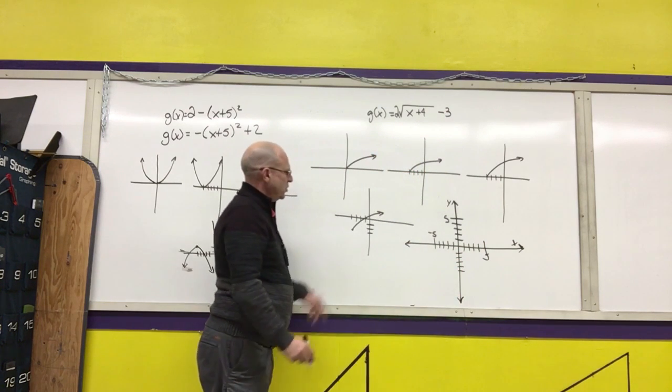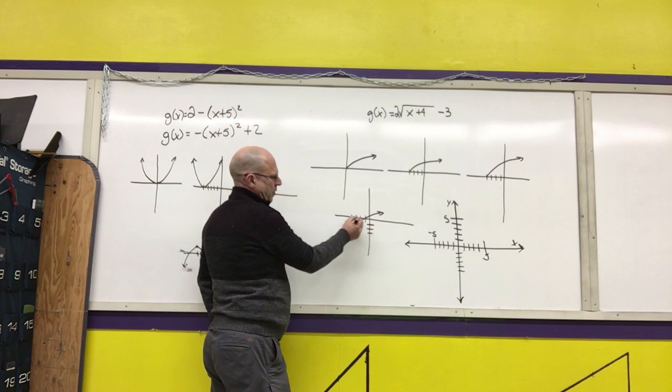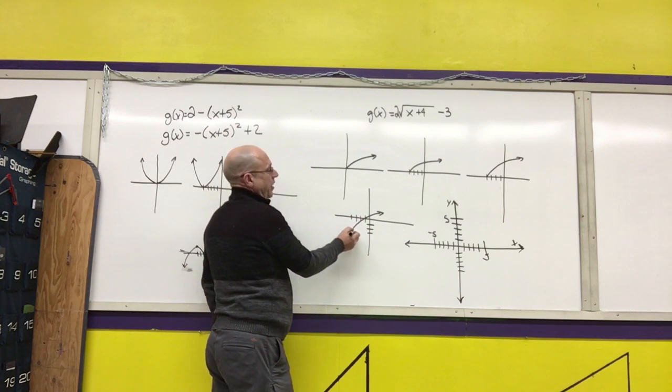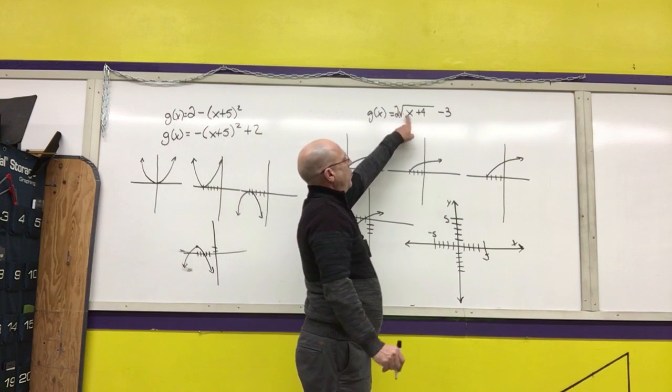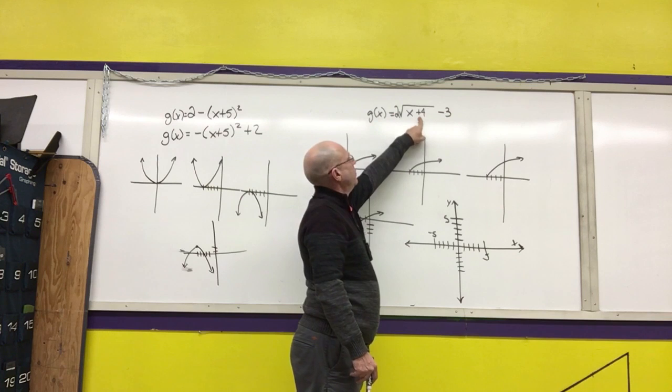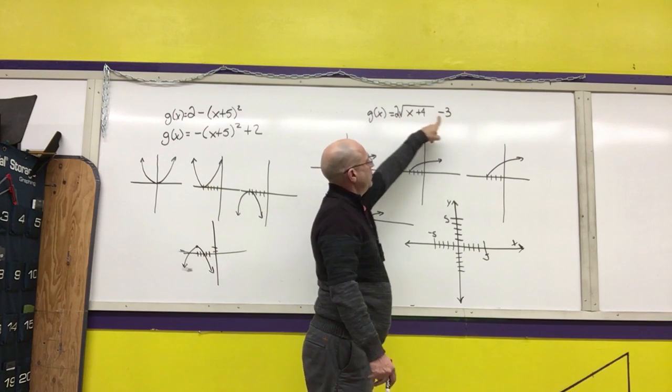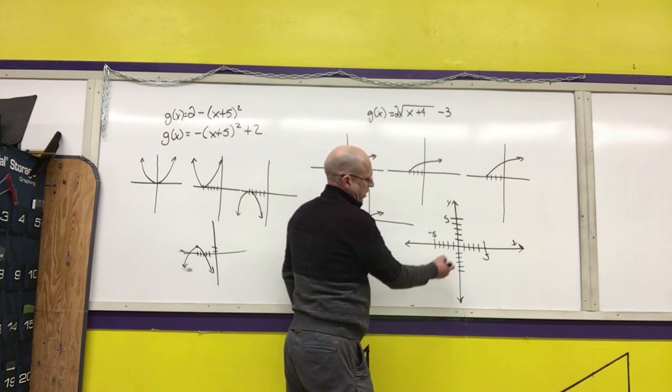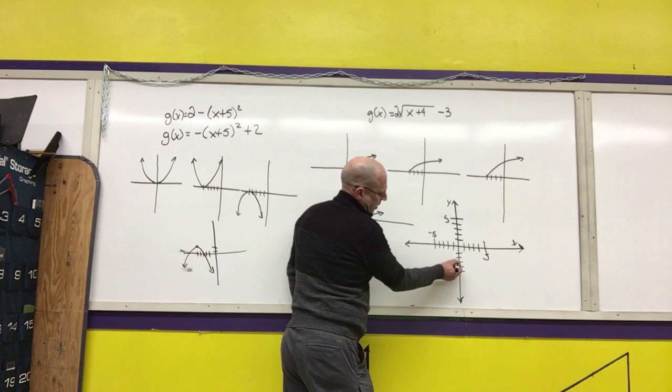So I already know what the first point I'm going to put into this function is. I'm going to put a negative 4 into the function, and I better get a negative 3 for the output. Negative 4 plus 4 is 0. Square root of 0 is 0. 0 times 2 is 0. 0 minus 3 is negative 3. So in fact, I do get negative 4, negative 3.